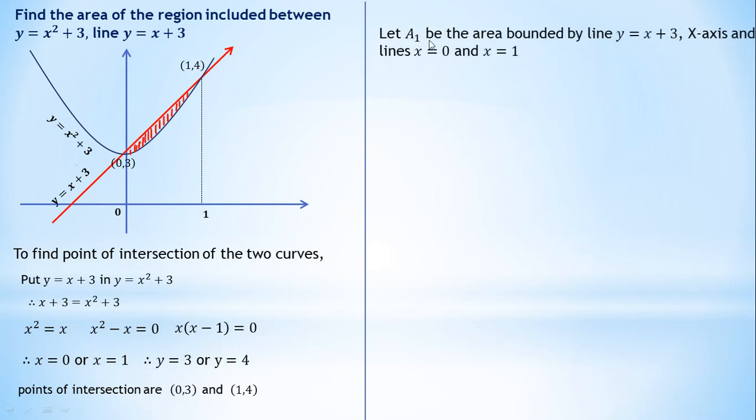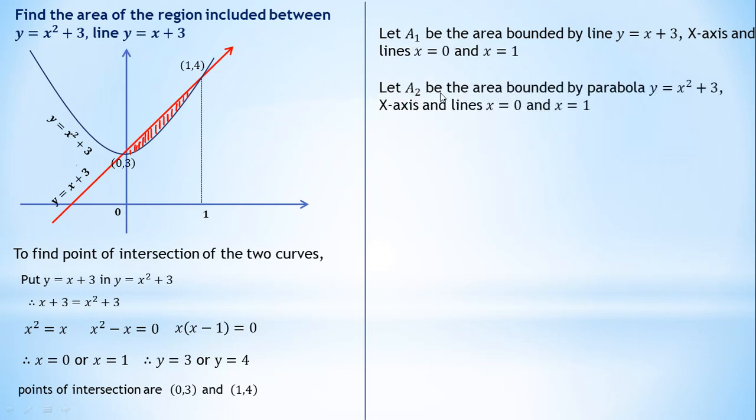So for that, first of all, we will consider A1 to be the area bounded by the line y is equal to x plus 3, the x-axis and the lines x is equal to 0 and x is equal to 1. So it is bounded to the x-axis from 0 to 1. So that's why we have considered that A1 is the area. Similarly, A2 is the area bounded by the parabola y is equal to x square plus 3, the x-axis and the lines x is equal to 0 and x is equal to 1. So see here. And how will you get the required area? So the required area will be A is equal to modulus of A1 minus A2. So see this by diagram.